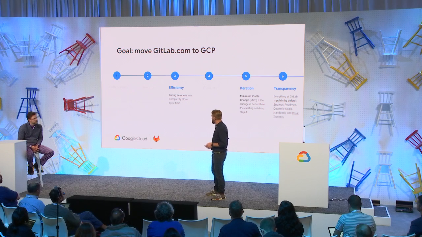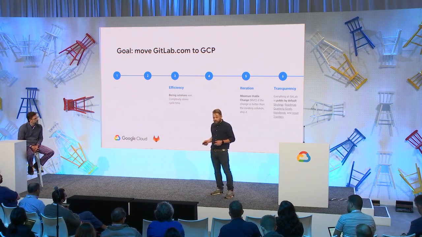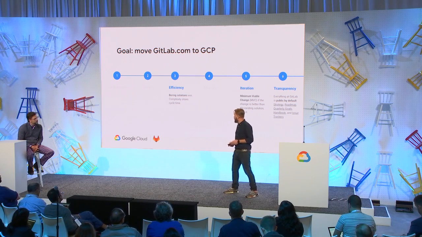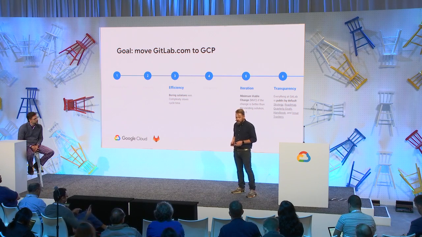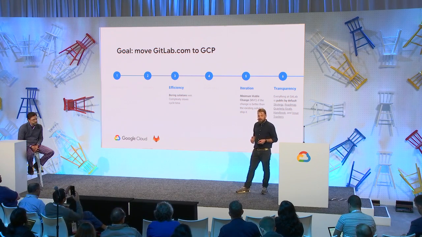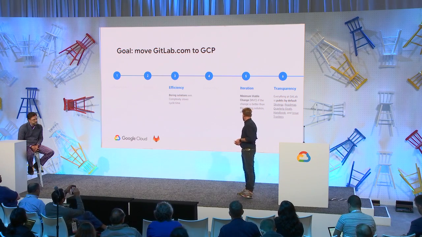Now, Brandon discussed our company values earlier. I'm going to try to illustrate how we apply these company values to the way that we work. In particular, I'm going to focus on efficiency, or how we love boring solutions, iteration, or how we focus on shipping the minimum viable change, and finally, transparency.